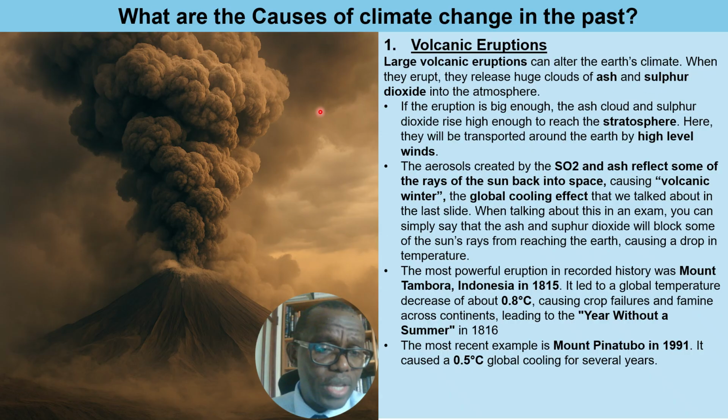The ash cloud, like you can see in this picture here, is a massive ash cloud that is going into the atmosphere, and sometimes it is spewed for a significant length of time. So it's a lot of ash. When it gets into the stratosphere, it's transported across the world by high-level winds. Now the aerosols created by the sulfur dioxide, like we had discussed before, and the ash will, because now it's more in the stratosphere, reflect a lot more rays back into the atmosphere.